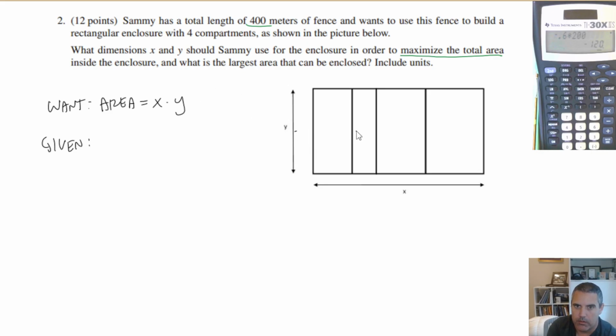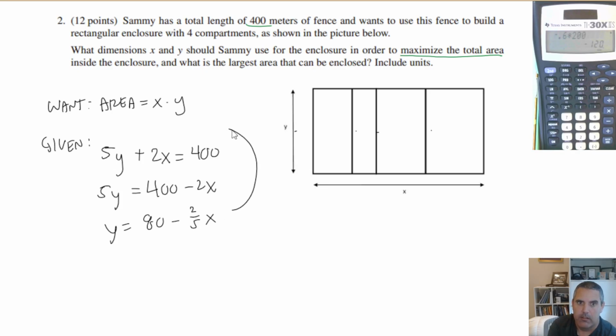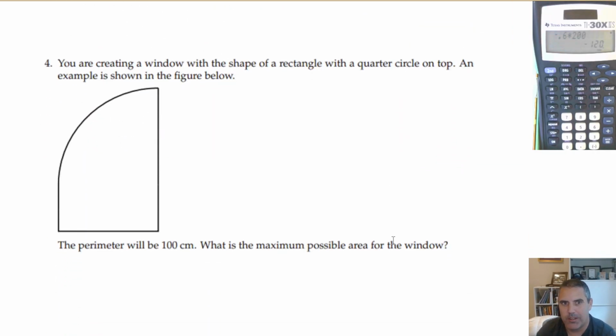Looks like there's 1, 2, 3, 4, 5 y's this time. And there's 2 x's, and that's 400. Solve for one of your variables, x or y. I'll solve for y just to be consistent. Divide. It's going to be 80 minus 2/5 x. Substitute, that'll give you a one variable function for your area. Find the vertex, done. Starting to get a feel for that.